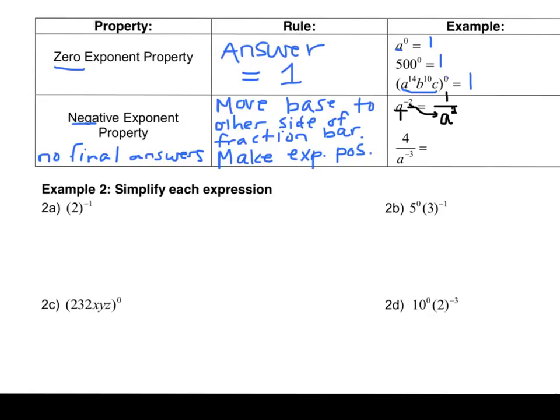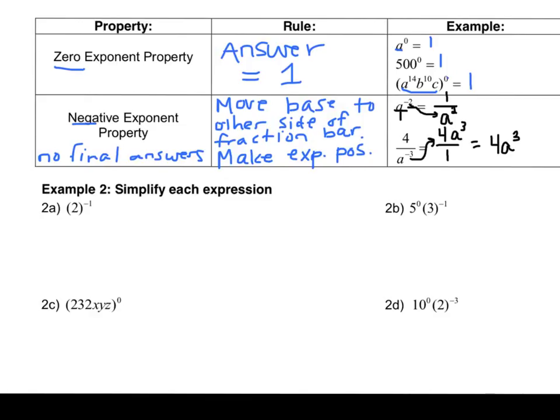So that's as much as we could do. On the next problem, we have a 4 on top. The 4 doesn't have a negative exponent, so it's going to stay right where it is. This a to the negative 3 on the bottom needs to move from the bottom to the top, so we'll move it and make it positive. What's left underneath the fraction bar? Well, nothing really, except for a 1. You don't have to leave your answer like that, though. You could just write it as 4a to the 3rd.